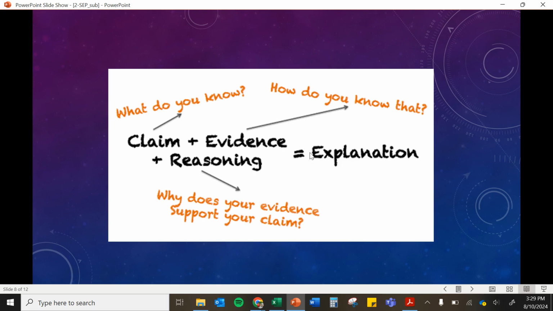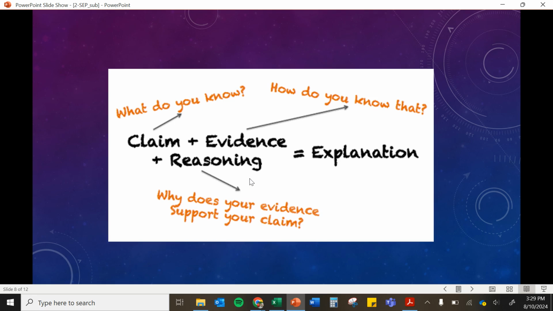Okay, and then our reasoning is basically connecting those numbers, that data in our evidence, to our claim. Why does that support our claim? And again, the reasoning sometimes feels like it's common sense, putting those two things together. And so sometimes we don't feel like we need to say it, but we actually do, to be very clear in our explanation.